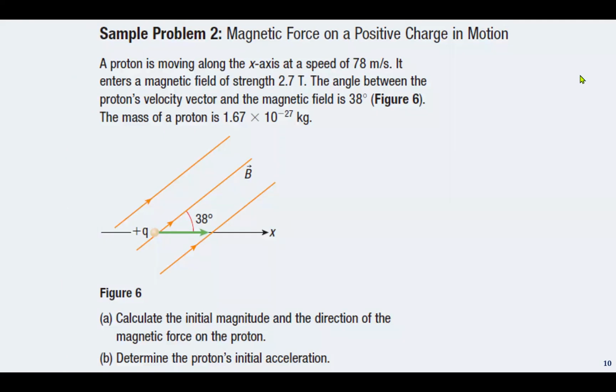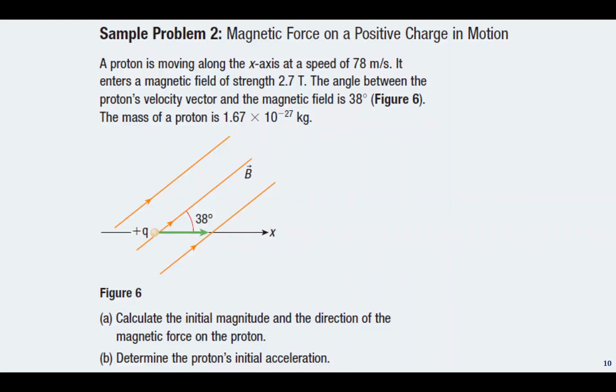problem. So here we have a proton just moving along the x-axis at a speed of 78 meters per second. It enters a magnetic field of strength 2.7 teslas. The angle between the proton's velocity vector and the magnetic field is 38 degrees, which is shown here in figure 6. Also, the mass of the proton is given to be 1.67 times 10 to the power of -27 kilograms.